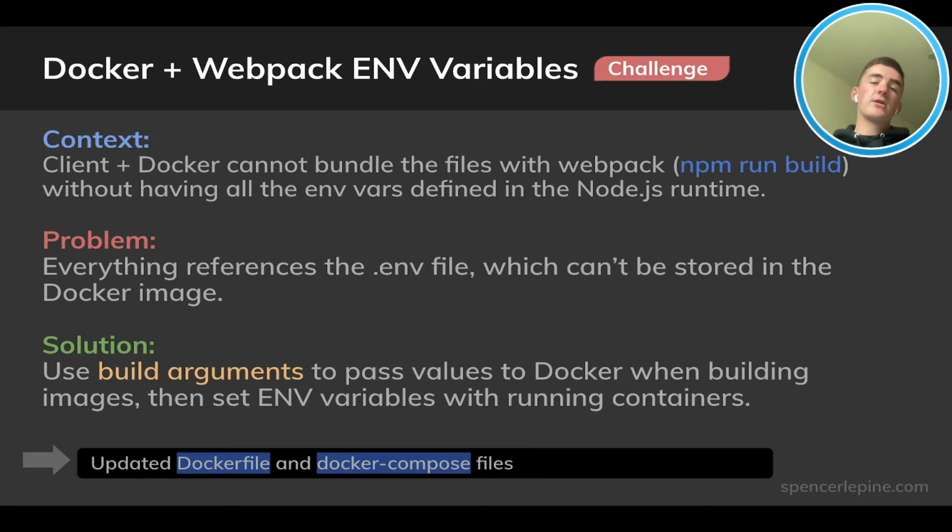So another big technical issue I had was getting Docker to build, working with React and Webpack, bundling the files. Now, the client needed to access environment variables, and to do this, it was referencing an env file, and it wasn't easy to put that env file in the Docker image. That wasn't going to work, and I needed a way to be able to reference process.env in the client Docker container. So the solution to this, eventually I found out I could use build arguments.